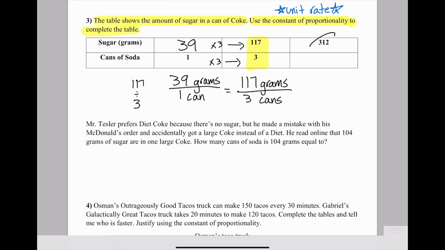We already know that. We want to know how many cans now, so we're going to go backwards. We're going to take 312 grams and see how many times 1 can goes in. So we're going to divide by 39, and that's going to give us 8. So if we drink 8 cans, that's going to give us 312 grams of sugar.